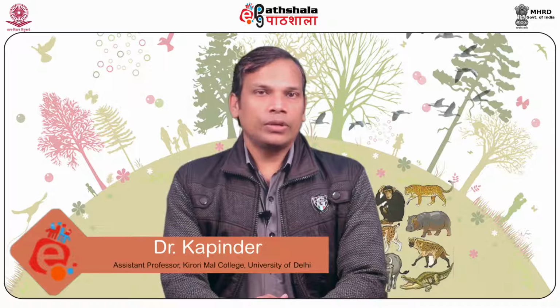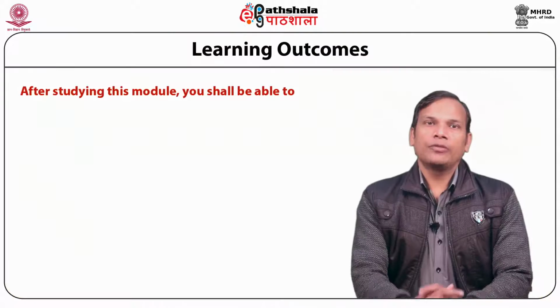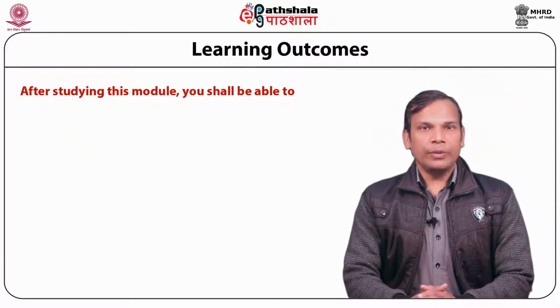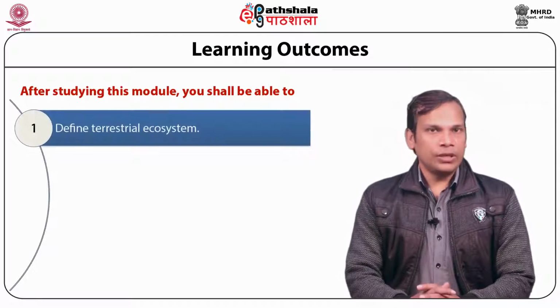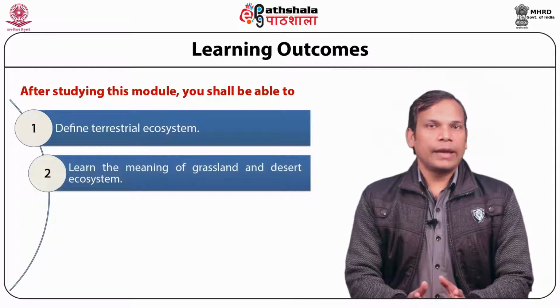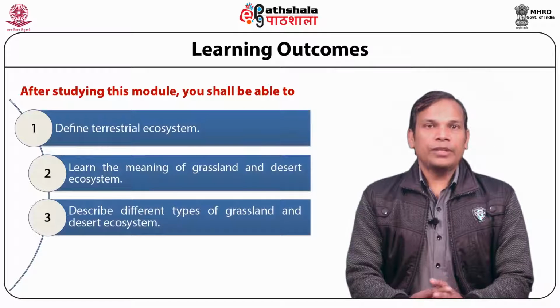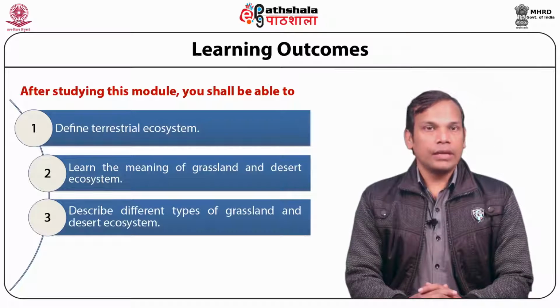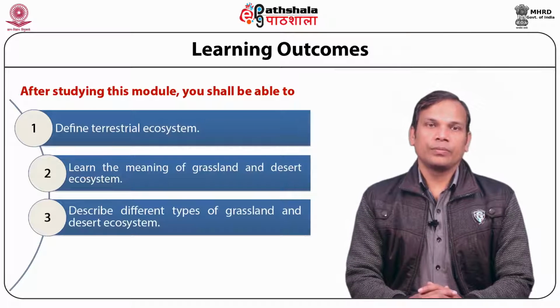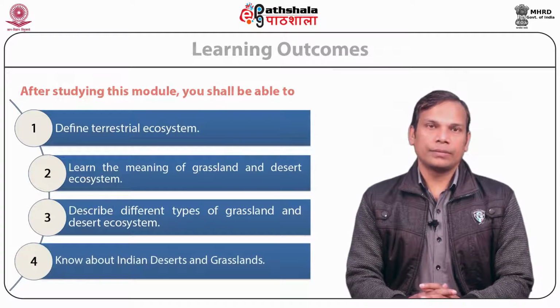Today we are going to discuss a module, Terrestrial Ecosystem Part 2, under the paper Principles of Ecology. After studying this module, you shall be able to define terrestrial ecosystem, learn the meaning of grassland and desert ecosystem, describe different types of grasslands and desert ecosystem, and know about Indian deserts and grasslands.